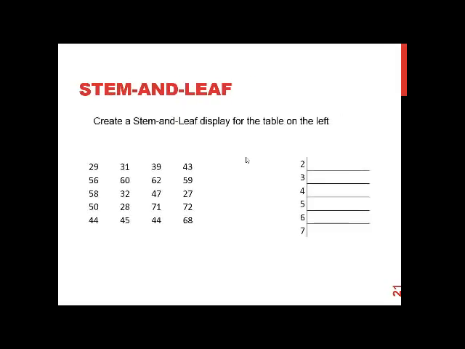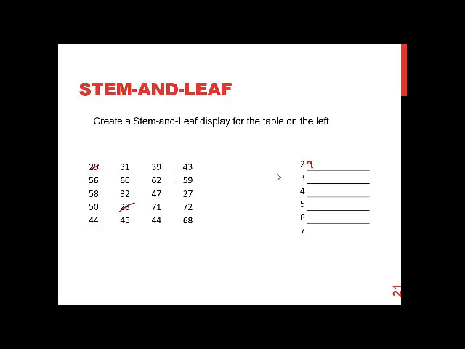So let's create a stem and leaf display for the table on the left. The lowest numbers are in the 20s, the highest numbers are in the 70s. So we can just start listing them. There's a 29, so I'll put a 9 next to the 20s row.